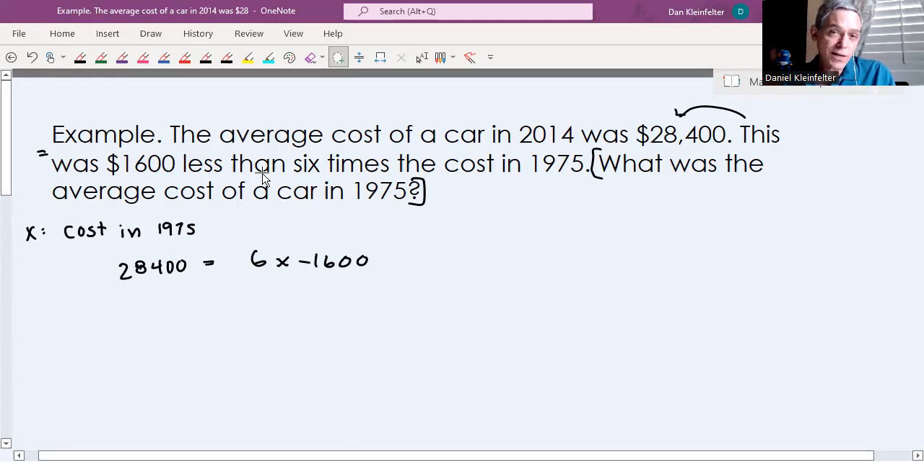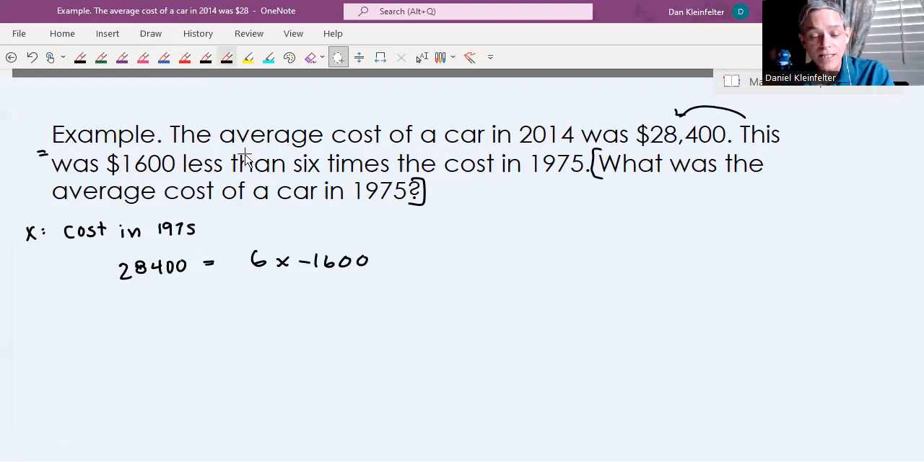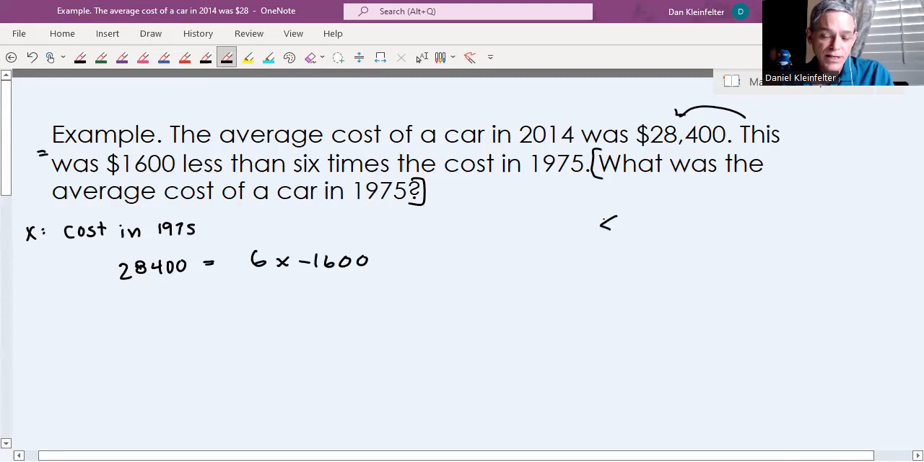Notice that the less than is going to translate as a subtraction. That's not the same thing as saying is less than, which is that relational operator, the less than symbol. Less than just translates here as a subtraction. So the 28,400 is $1,600 less than 6 times the cost in 1975. Also notice that the order in the equation is different from the word order in the sentence. In the sentence, it says $28,400 is or equals 6 times X minus 1,600. The 1,600 is mentioned last. Here, the 1,600 is mentioned before the 6 times the cost in 1975.